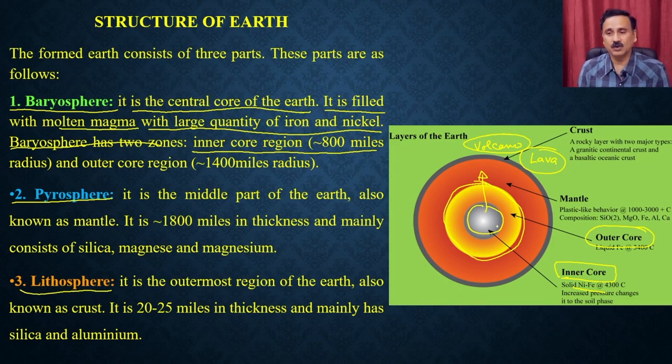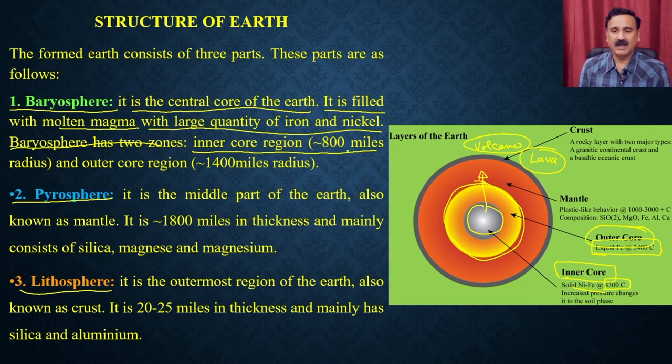So in the inner core you have the solid metals like the iron and the nickel, whereas in the outer core you have the liquid metals like the liquid iron. Why is it so? Because the inner core has a high temperature at 3400 degrees Celsius, whereas the inner core has a temperature at 4300 degrees Celsius, and it also increases the pressure, which changes it into the solid phase.